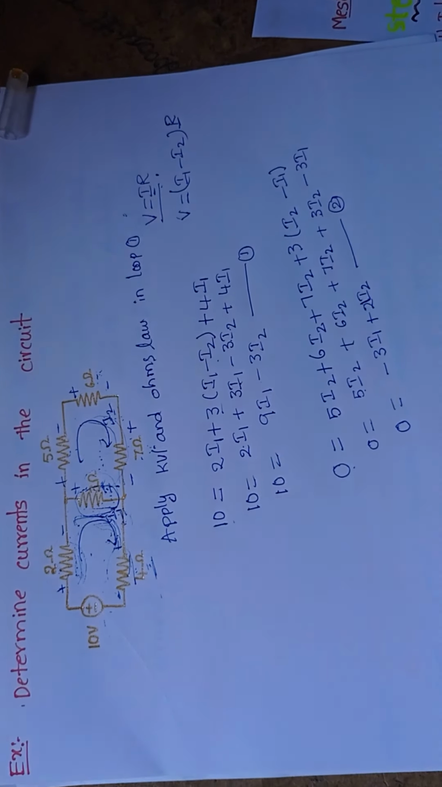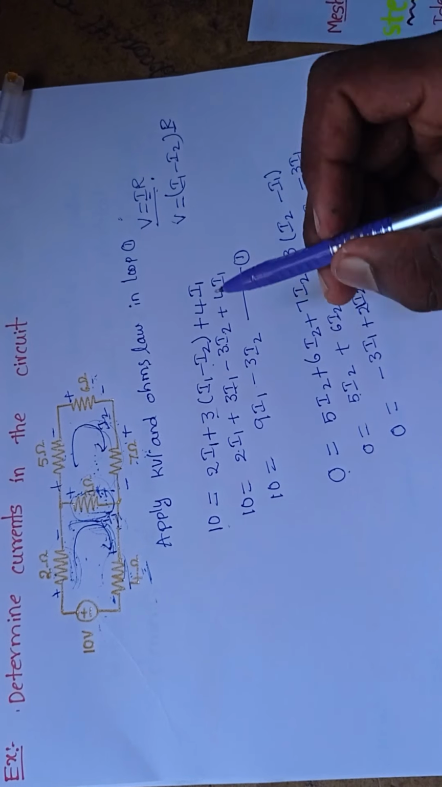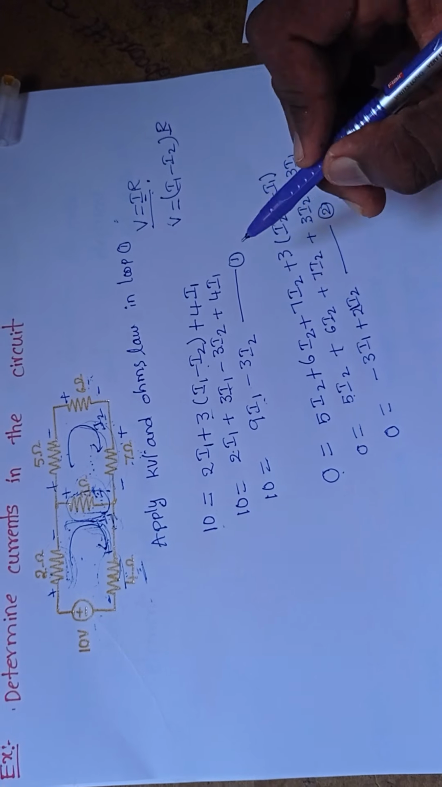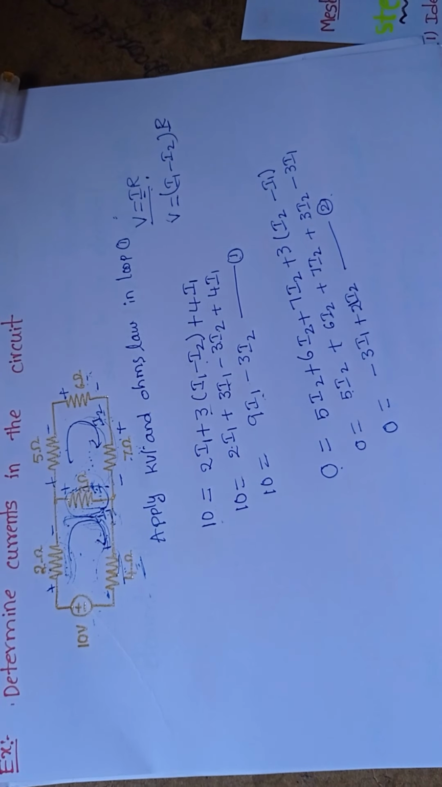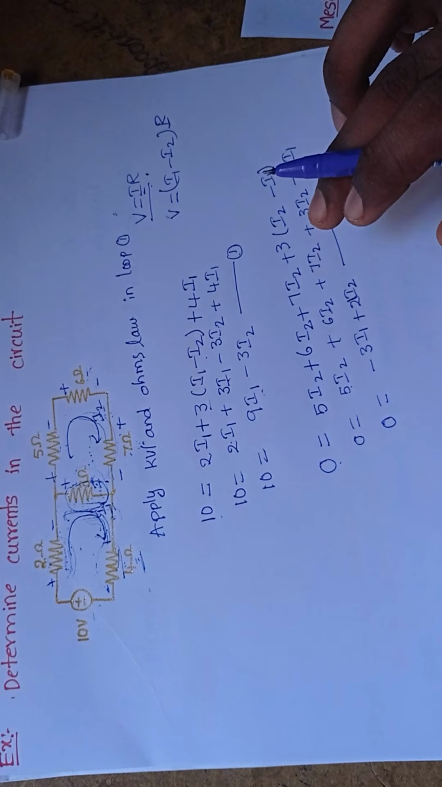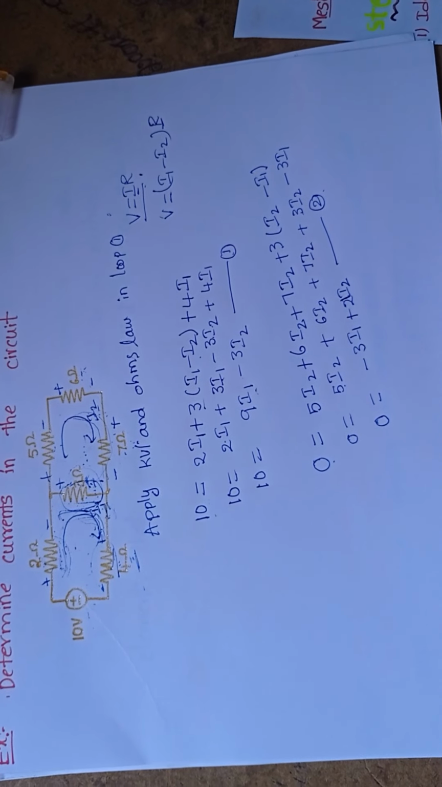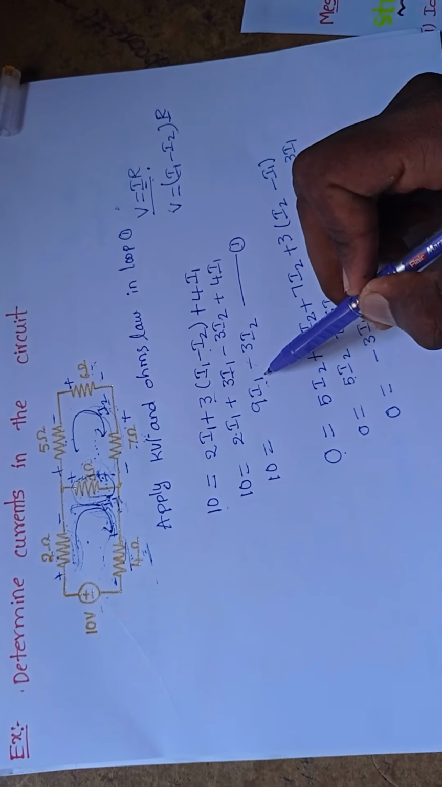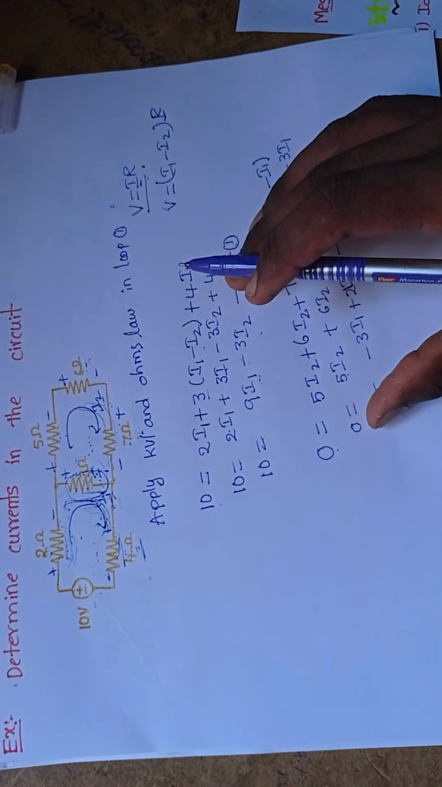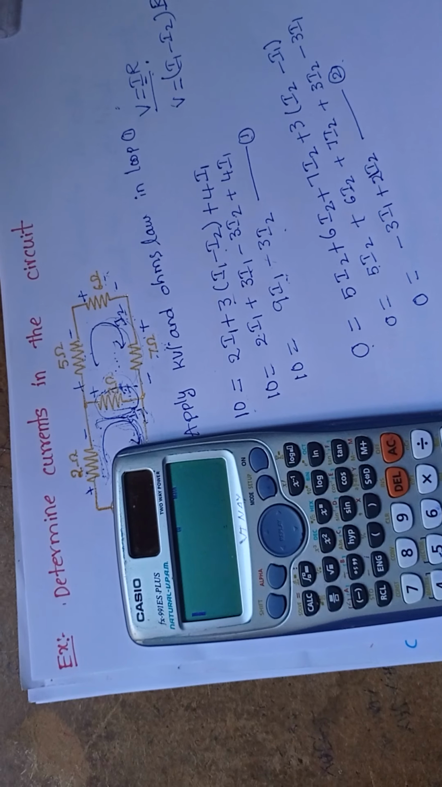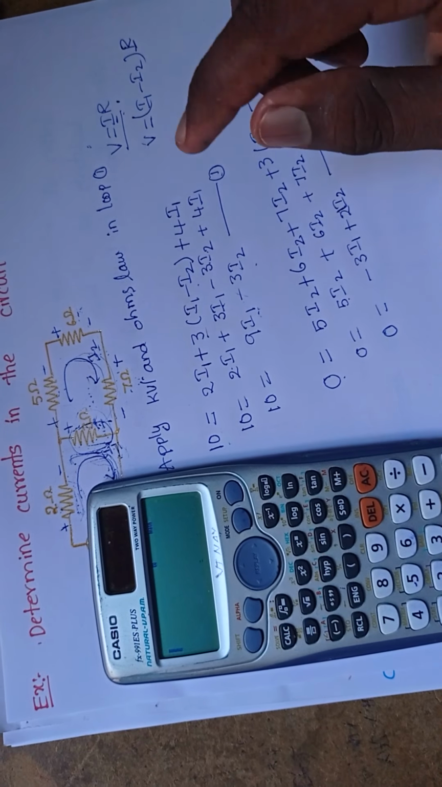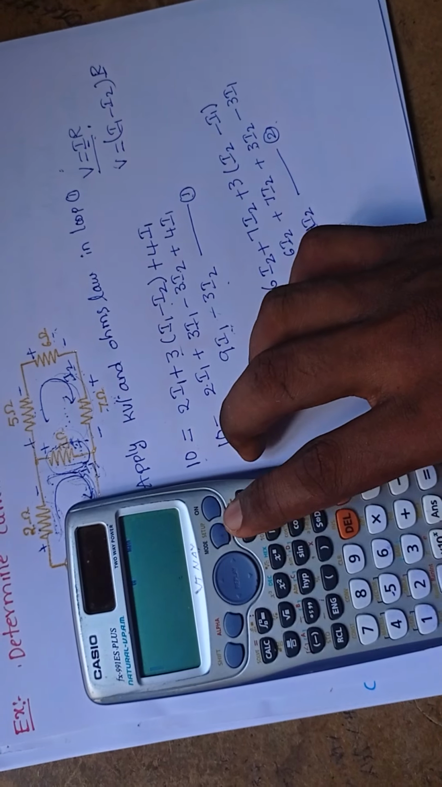Now, in order to find the unknown currents, I1 and I2, we have to solve equations 1 and 2. For solving these equations, we can use a Casio scientific calculator. I will show how we can find I1 and I2 by using the scientific calculator. We can find the I1 and I2 unknowns using the scientific calculator. I will show how to find them.